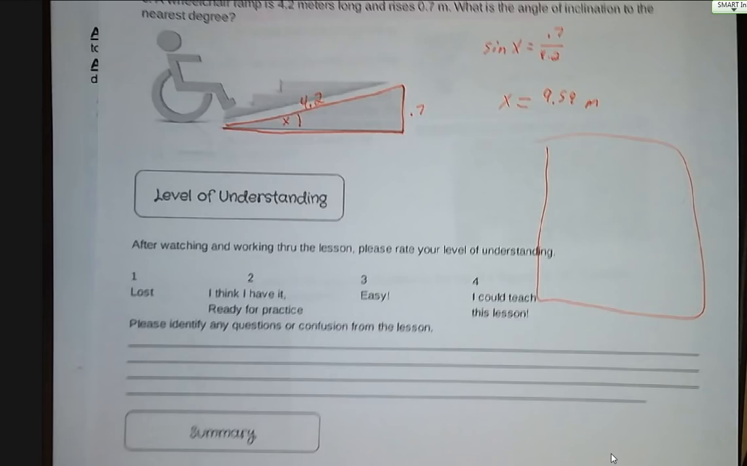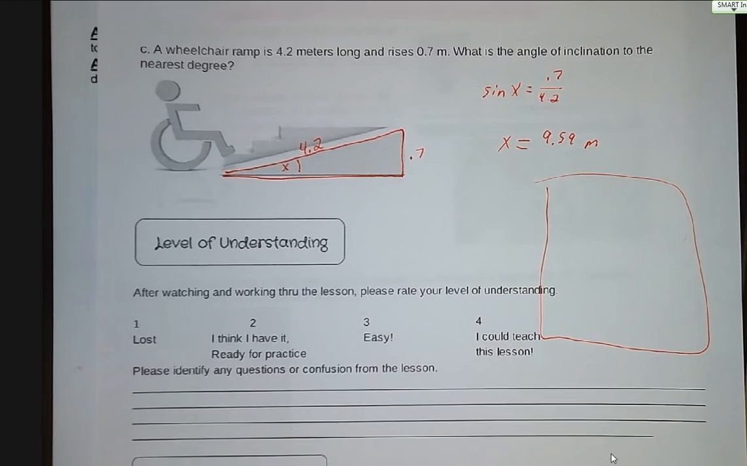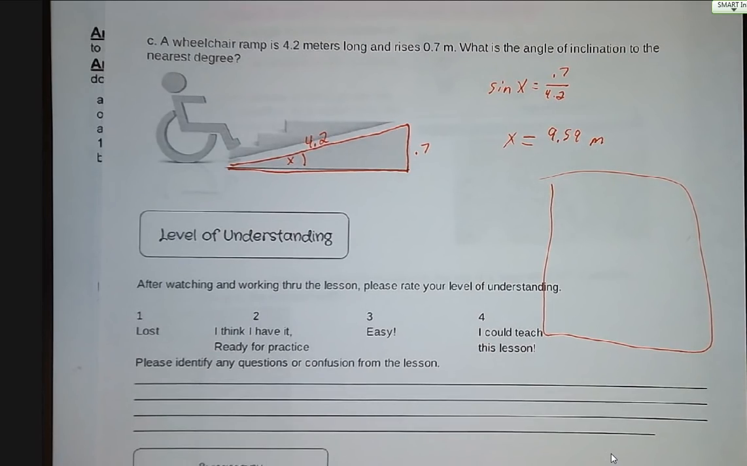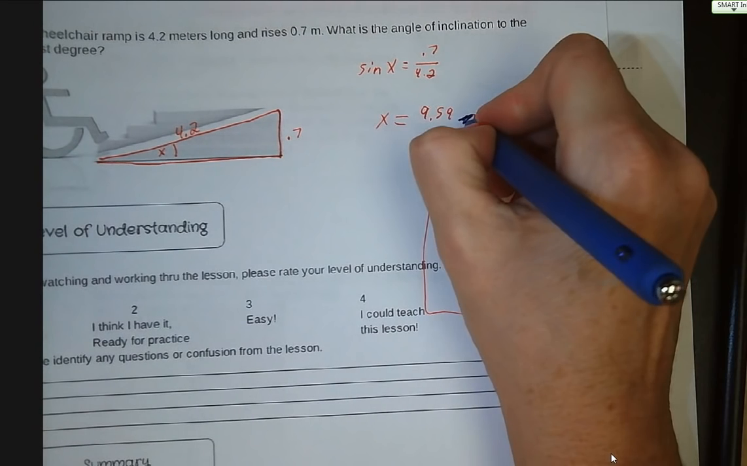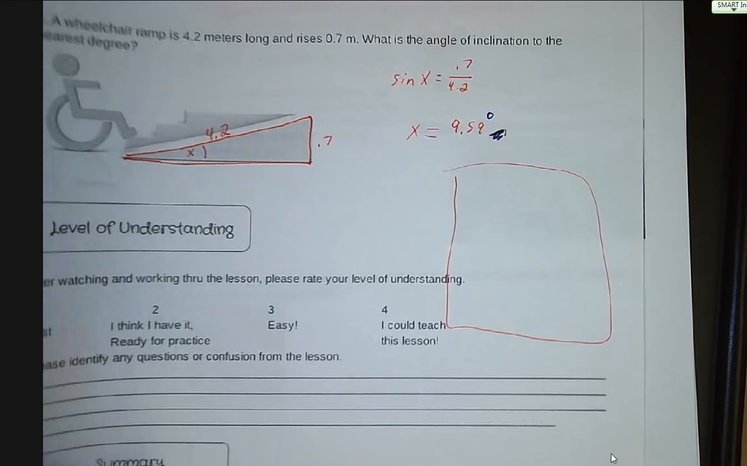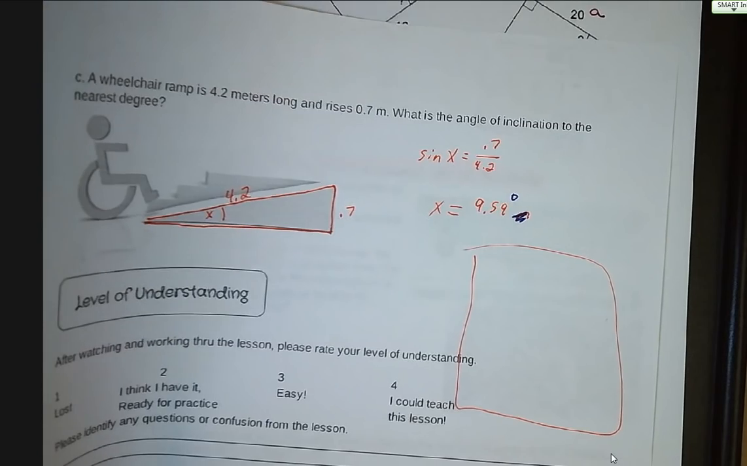All right, last one, wheelchair ramp. We want to know how long it's going to be. What is the angle of inclination of that wheelchair ramp? And it would be 9.59 degrees, not meters, degrees. Let me fix that for you. Thank you. All right, so now moving on to the summary.